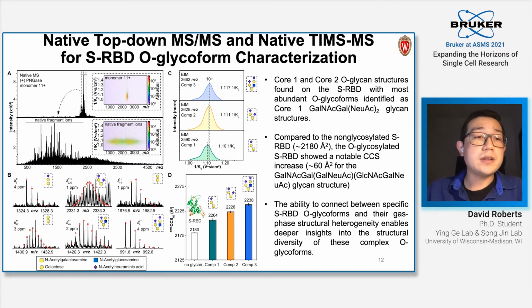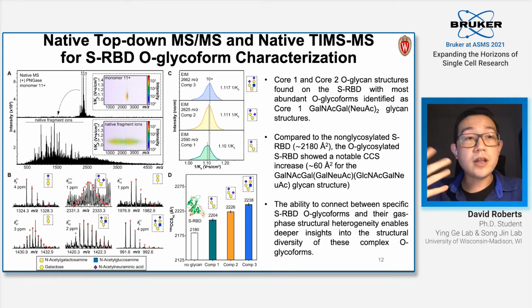forms. And so at the left, you're seeing an example of some native fragment ions that we use to confidently assign the O-glycosite of this S-RBD specifically to the threonine 323 residue. We found that that was the only occupied site of all of these O-glycan structures.